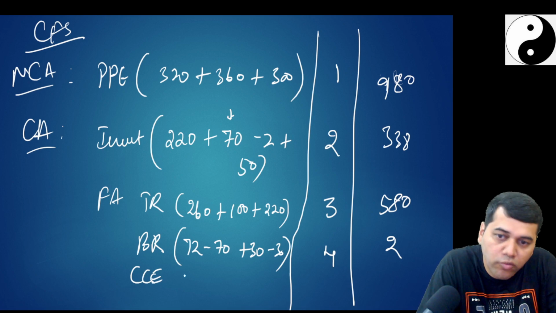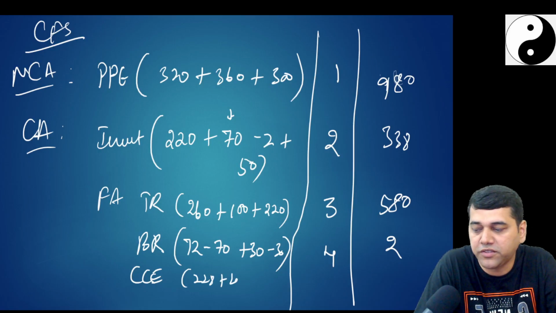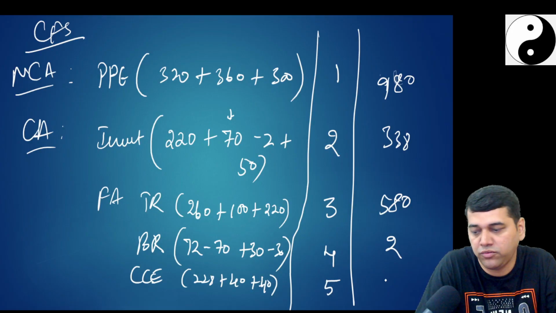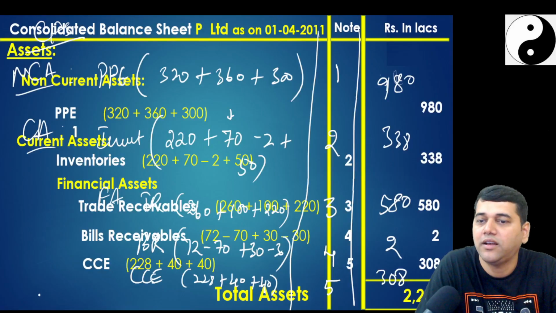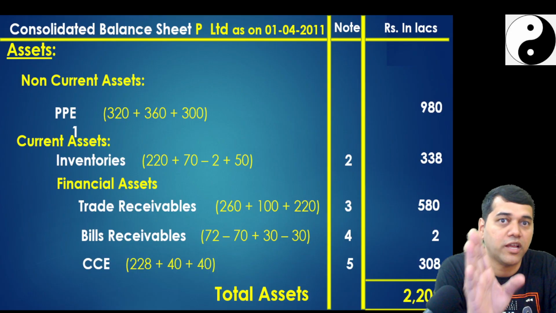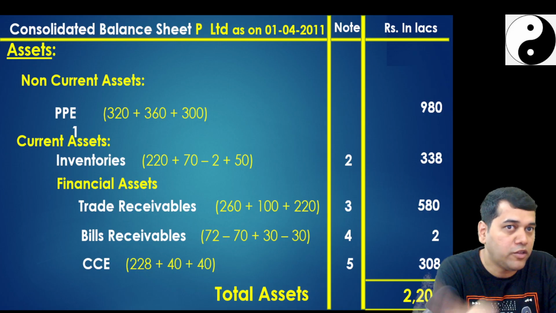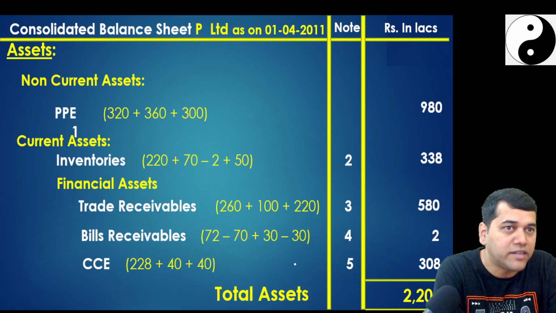CC is also one financial asset. P Limited 228 plus S Limited 40 plus 40. So note number 5, 308. Done. Asset side of the balance sheet is done. Notes you forget now, notes you give later. Understood? This is what I was trying to tell you. After your other equity, straight away jump into the balance sheet and do like this. See, this is how I presented. In the bracket, you write these numbers.